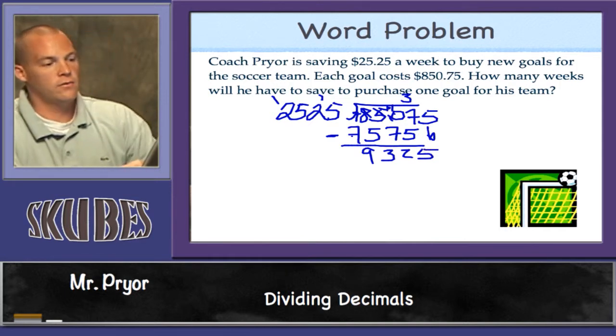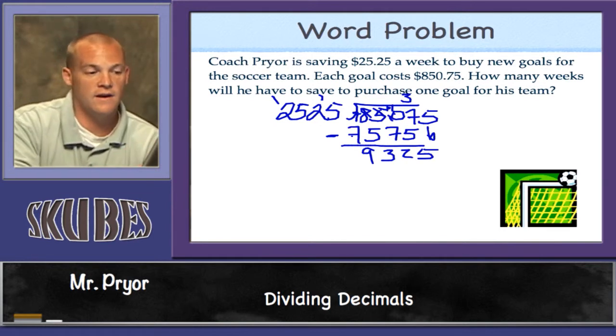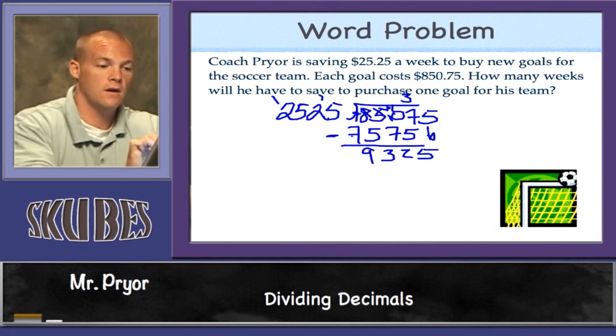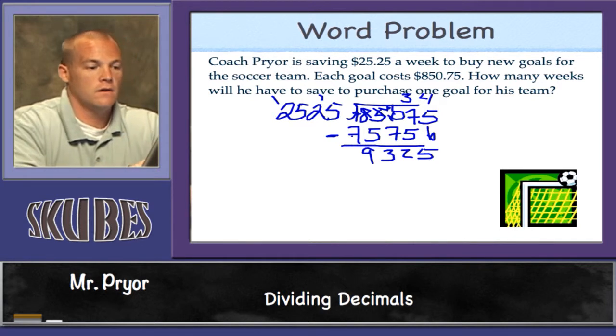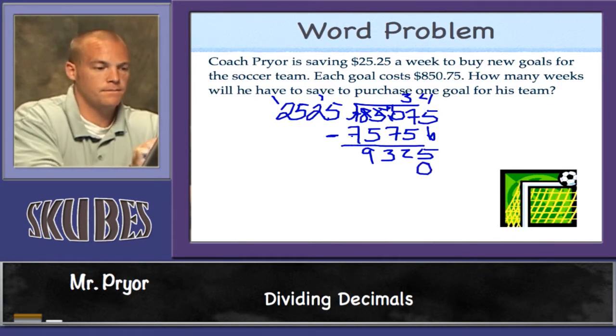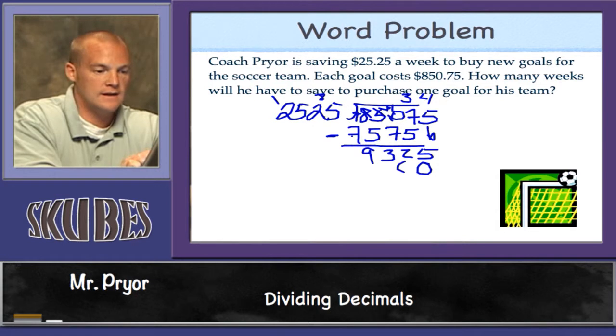All right, and because 3 times 2,525 gave us 7,575, let's go ahead and assume then that it's going to be 4 that will give us our next value. So we'll go ahead and multiply that out. 4 times 5 is 20. We're going to have to carry a 2. 4 times 2 is 8, plus 2 is 10.